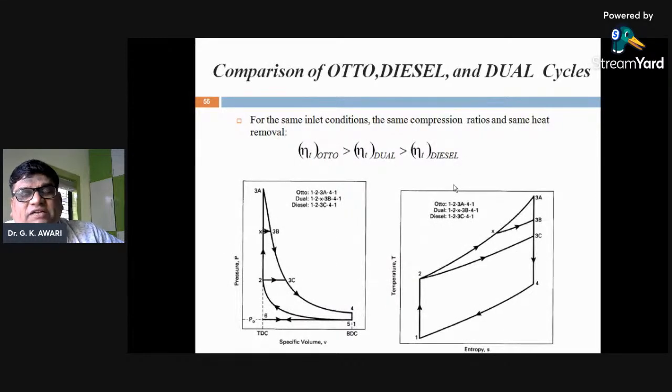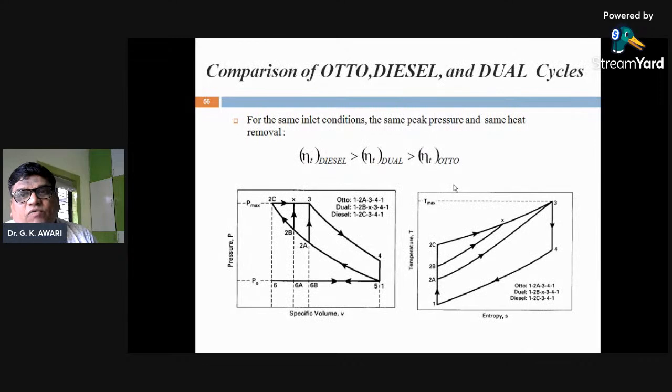In the earlier slide, what we compared was that for the same compression ratio and same heat removal, the Otto cycle has the highest efficiency compared with the dual cycle and the diesel cycle. And now what we are talking about is that for the same peak pressure and same heat removal, the efficiency of the diesel cycle is greater than that of the dual cycle and the Otto cycle.